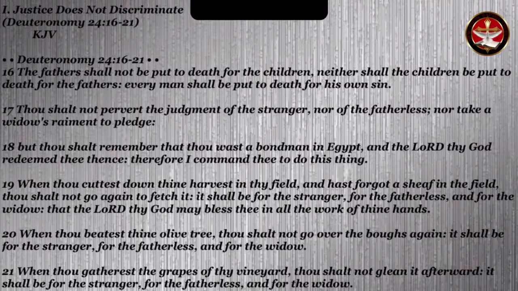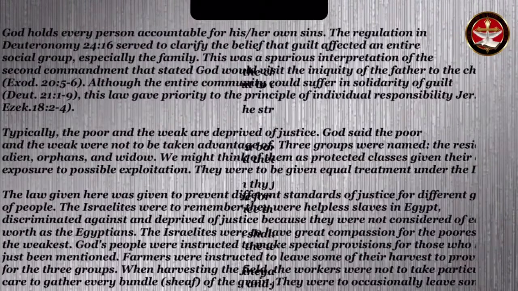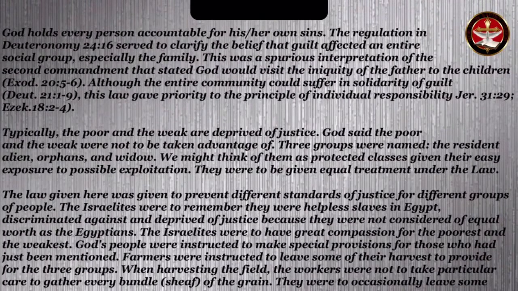God holds every person accountable for his or her own sins. The regulation in Deuteronomy chapter 24 verse 16 served to clarify the belief that guilt affected an entire social group, especially the family. This was a spurious interpretation of the second commandment that stated God would visit the iniquity of the father to the children. Exodus chapter 20 verses 5 through 6.